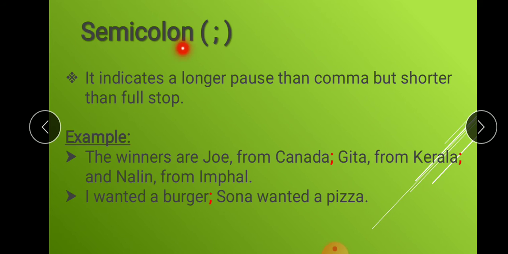Next is the semicolon. This is the mark of a semicolon. It indicates a longer pause than a comma but shorter than a full stop. Example: the winners are Joy from Canada, Geeta from Kerala, and Nalin from Imphal. I wanted a burger; Sona wanted a pizza.